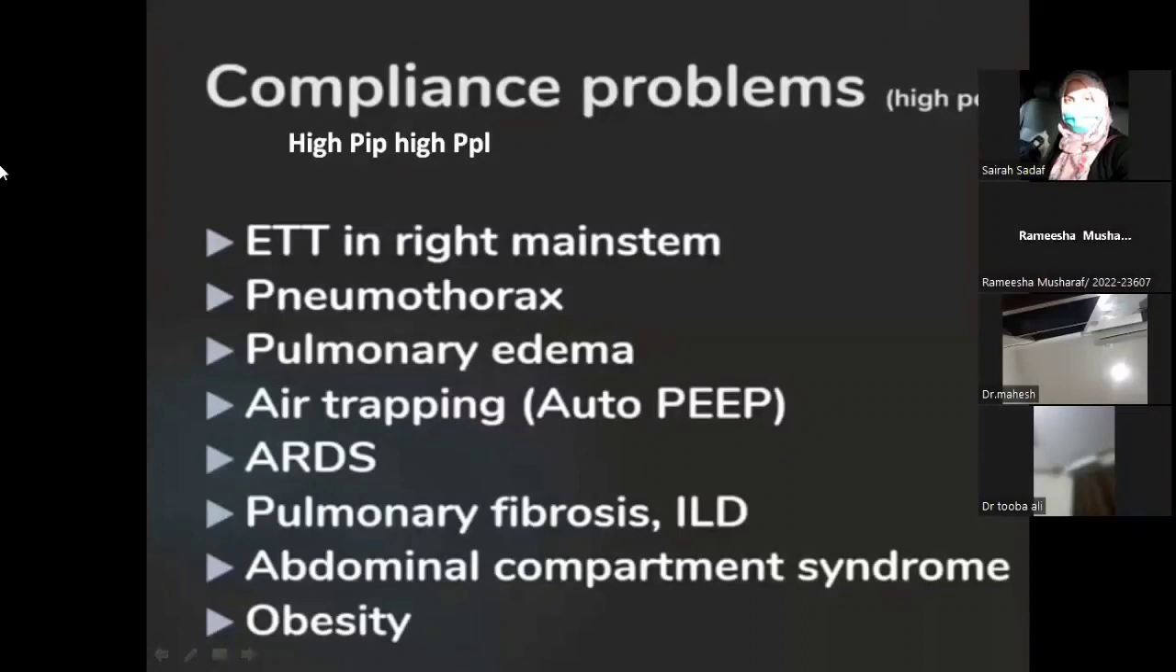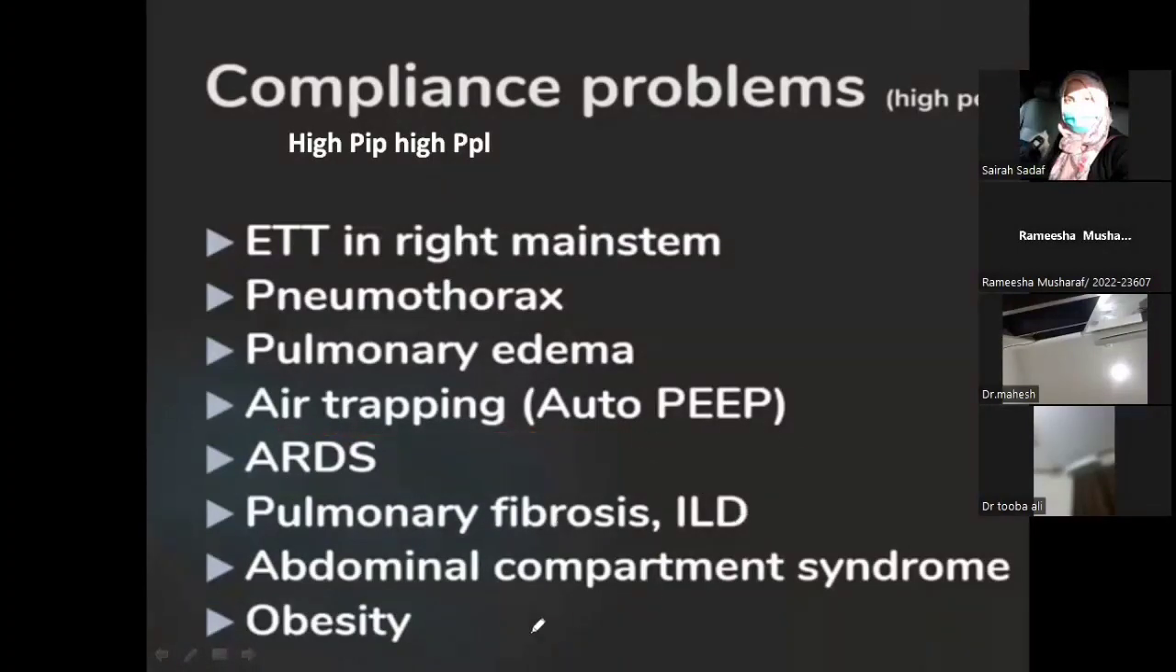So what can happen? You have set the tidal volume at 400 for both lungs, but now the tube is in one lung. So what will happen? Of course, it will raise the pressure, and the 400 tidal volume is going just into one lung through the mainstem. Pneumothorax, pulmonary edema, air trapping. Yes, of course, air trapping, ARDS, everything.